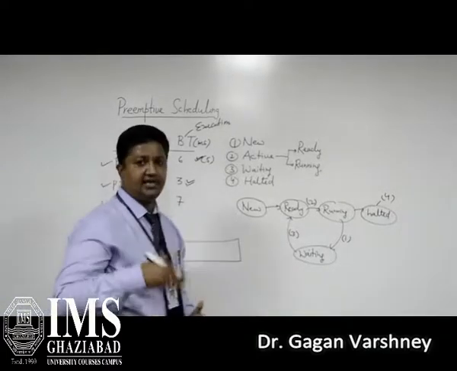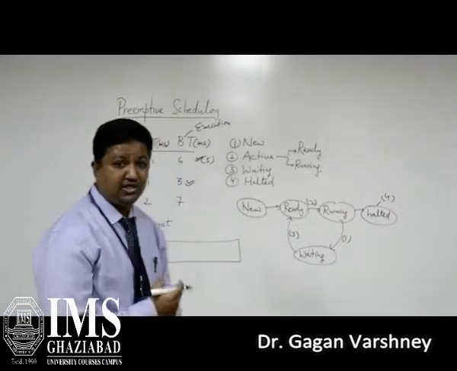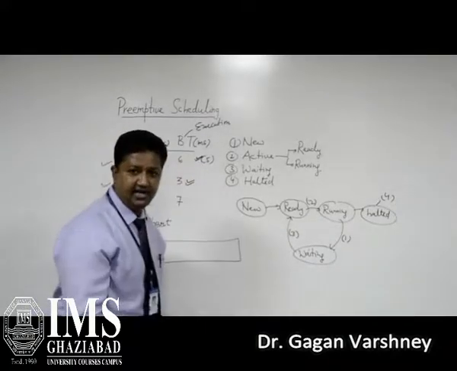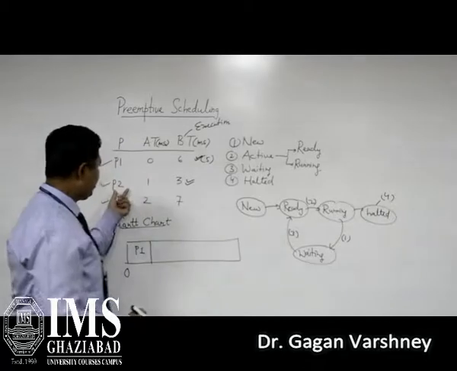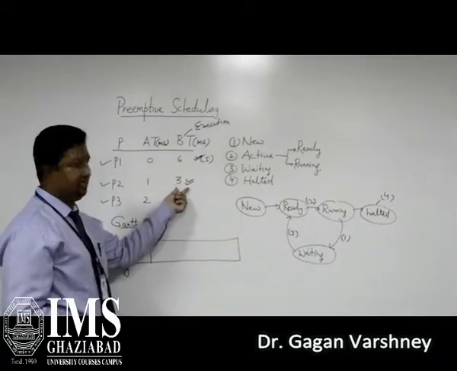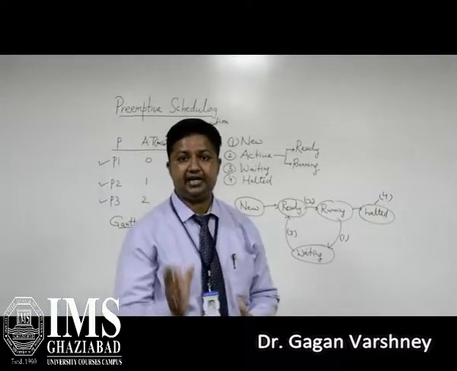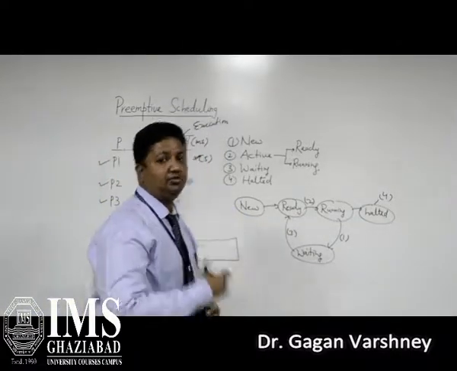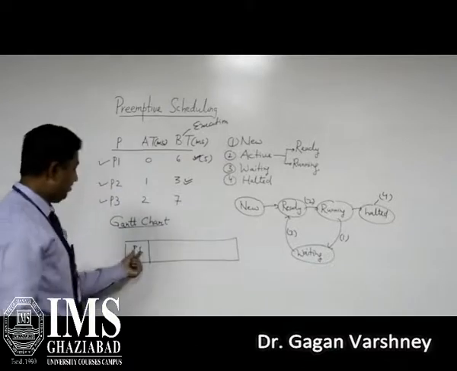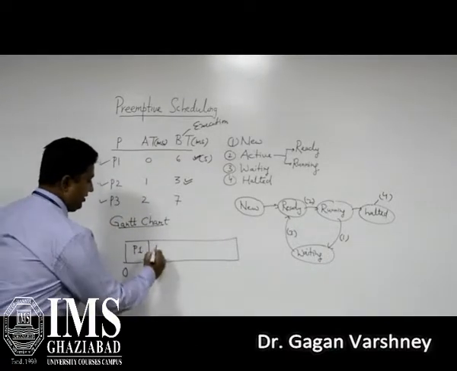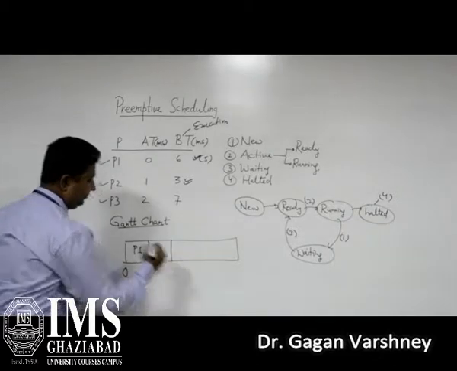In other words, if the execution time of the current process is greater than the execution time of a new process, then that process should be preempted. Preempted means taken out, and it will be used later on. So process P1 will be taken out and process P2 will be scheduled.